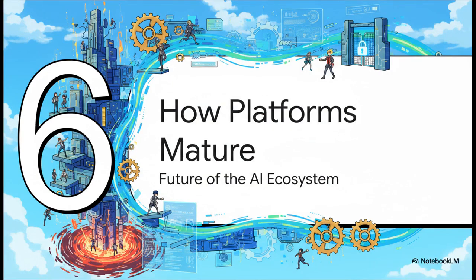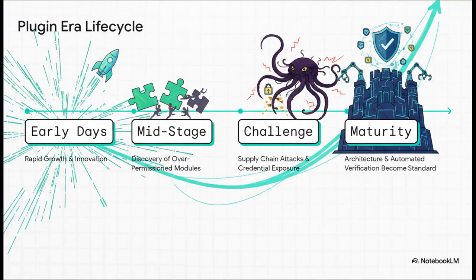Now let's pull the lens back one more time. This one incident isn't just an isolated event, it's a signpost. It tells us where we are in the evolution of AI ecosystems, and it gives us a clear roadmap for how these platforms can grow up and mature safely. We've seen this movie before, right? With browser plugins, with mobile apps. Every new tech ecosystem goes through this life cycle.